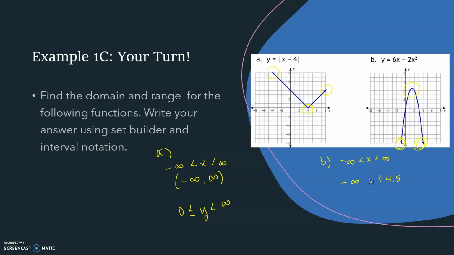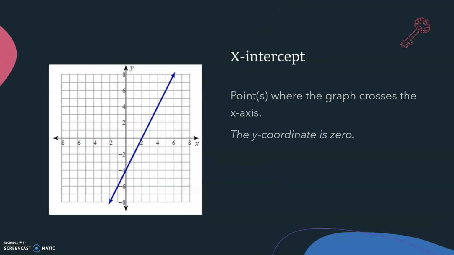And there is a point there. All right. Another description that's helpful is being able to find the X-intercept. The X-intercept is the point where the graph crosses the X-axis. So for this graph, it crosses the X-axis at 2. The y-coordinate there is 0, so the ordered pair would be (2, 0).